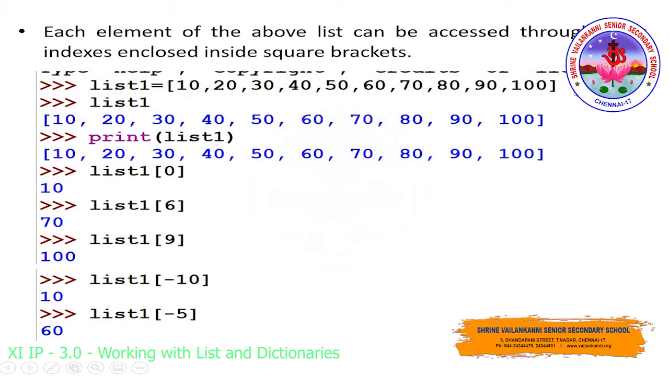So list 1, as usual, they have given the elements here, and if you give list 1 or print of list 1, both will work in the same way. So the entire list gets printed here. But if I wanted to access one particular element out of the entire 10 elements, what I have to do is use the variable along with the square bracket. So list 1 of 0 if I give, what will happen? In the 0th position you have the value 10. So that 10 will be accessed.